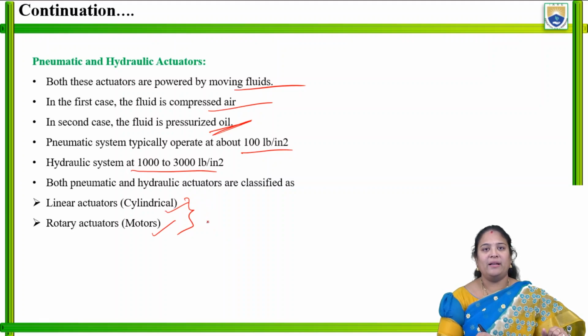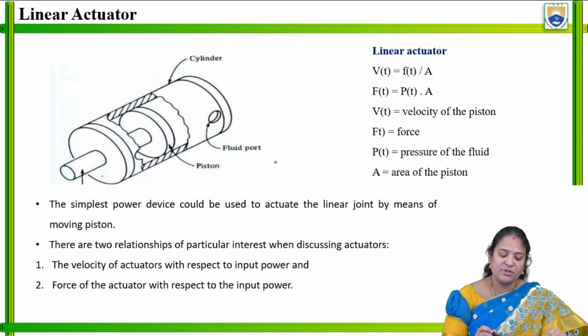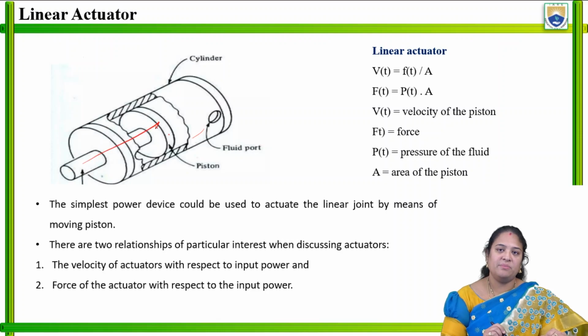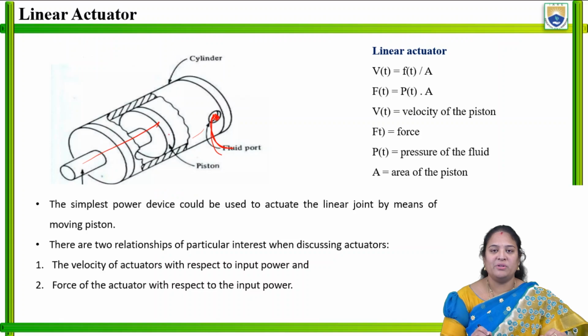So this particular actuator is divided into two types, the linear and the rotary actuator. Here is the figure of the linear actuator. As you can see, this is the cylinder, inside which we have the piston placed. This is the fluid port, right? For example, if it is hydraulic, there will be a flow of fluid from this port, and if it is pneumatic, there will be a flow of air from this port into the cylinder.